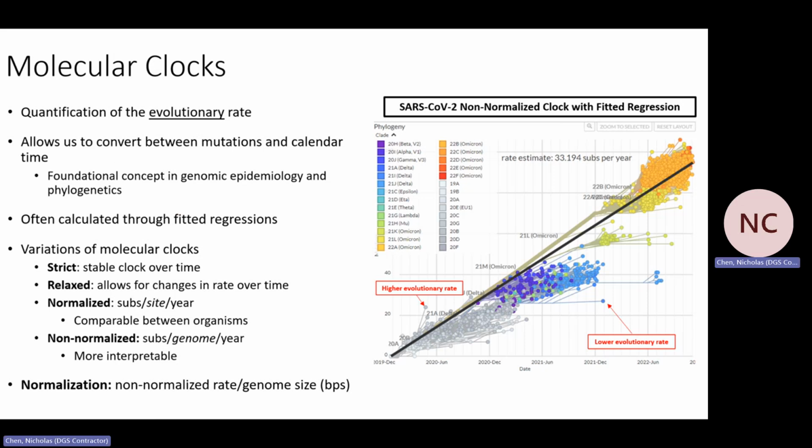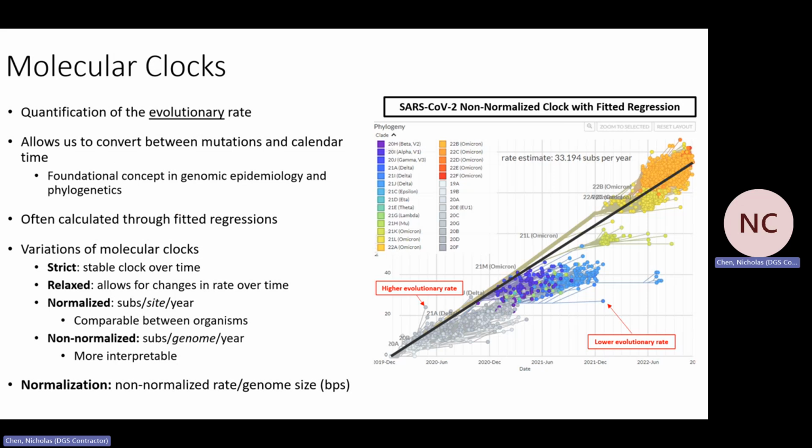This is great for comparing between organisms because we are essentially standardizing the rate. Now, if we adopt a non-normalized rate, we'd express this value as a number of substitutions across the entire genome per year. Using the same example organism as before, our non-normalized rate would be 100 substitutions per genome per year, whereas before it was per site per year.